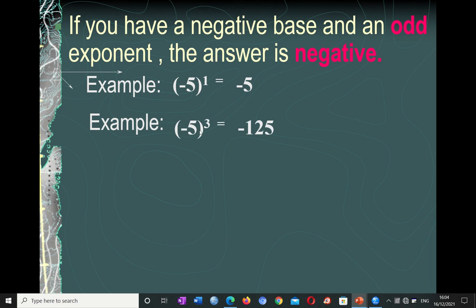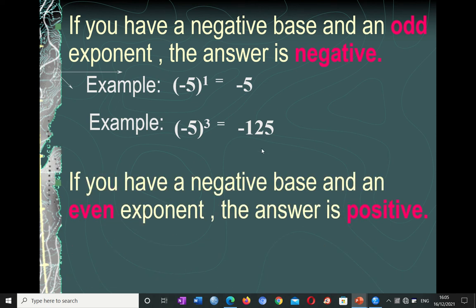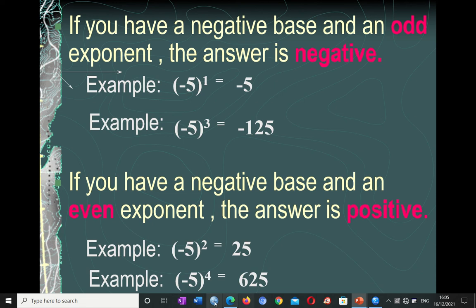For example, here, minus 5 to the power 3 is negative because 3 is odd. 5 multiplied by 5 is 25, multiplied by 5 is 125. If the exponent is even, like 2, the answer is always positive. Or if it is 4, it is always positive. How do we get 625? We multiply 5 by 5 by 5 by 5.